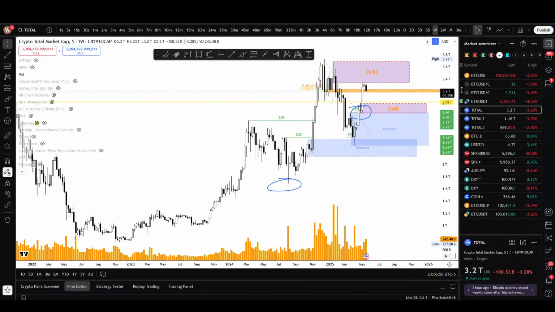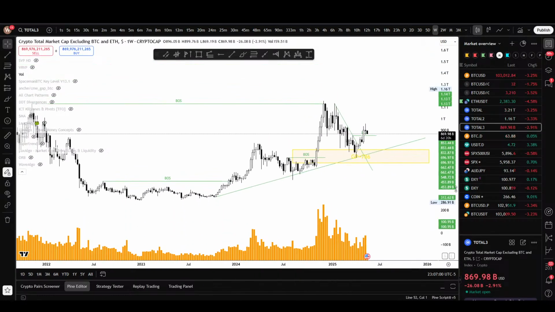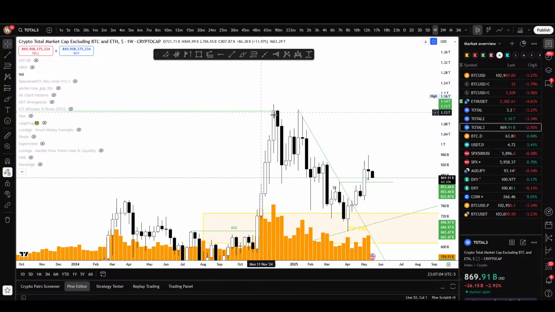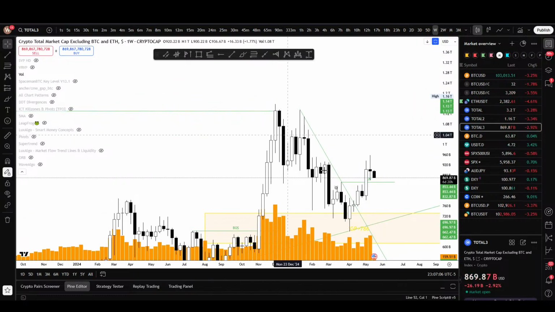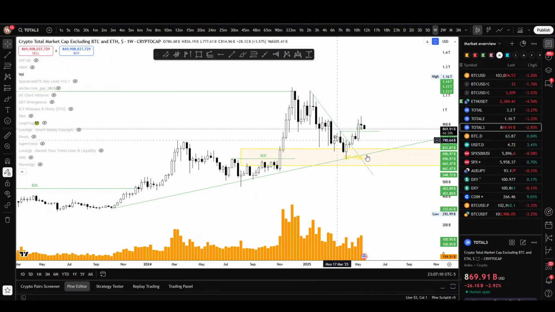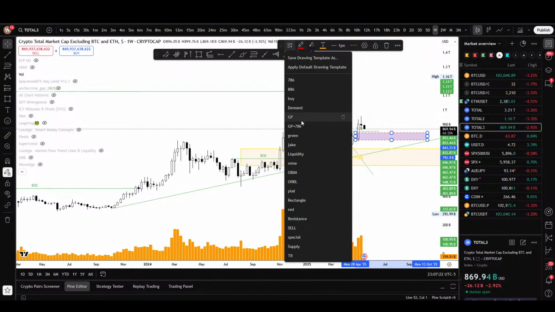And it looks the same on total 3, right? Total 3 looks really nice because this weekly did break to the upside barely, and then came back down to retest the trend line and the golden pocket. And then just recently it bullishly broke weekly structure to the upside and put in a nice little decision block demand order block here.